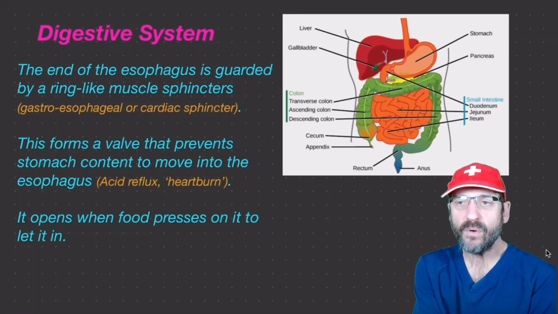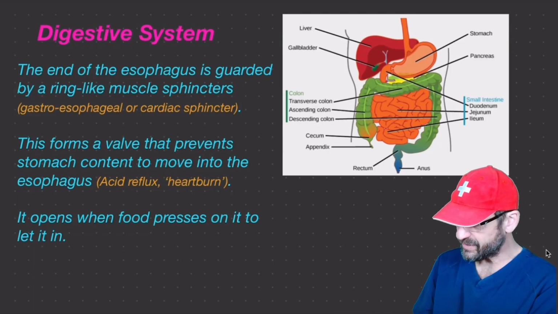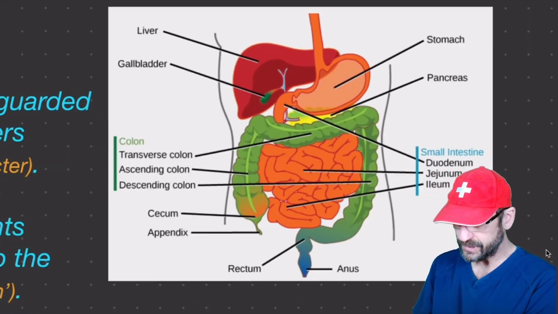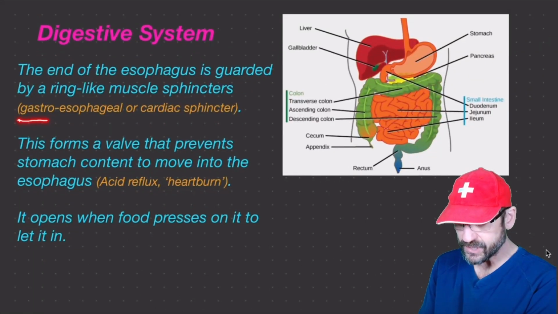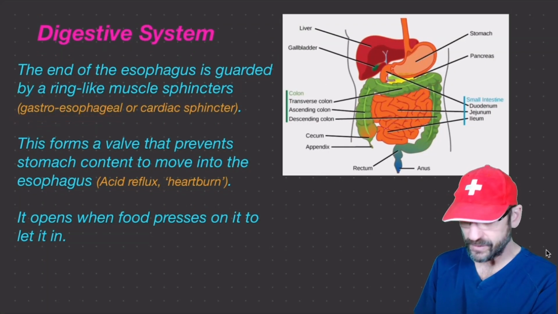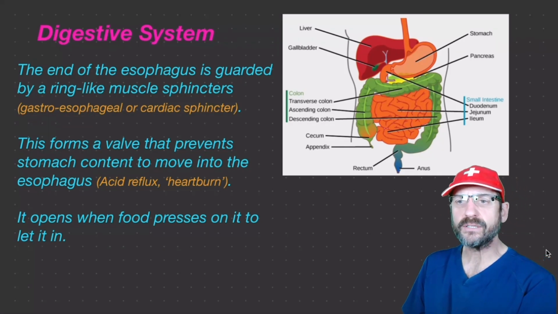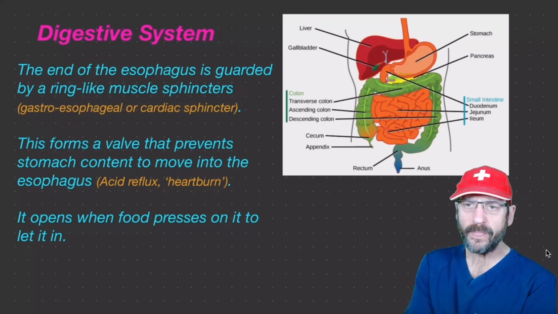So the end of the esophagus is guarded by a ring-like muscle, a sphincter. You can see that here, where the esophagus and the stomach come together. It's not labeled here, but that's the gastroesophageal sphincter. Esophagus, and gastro stands for stomach. We also call that the cardiac sphincter.